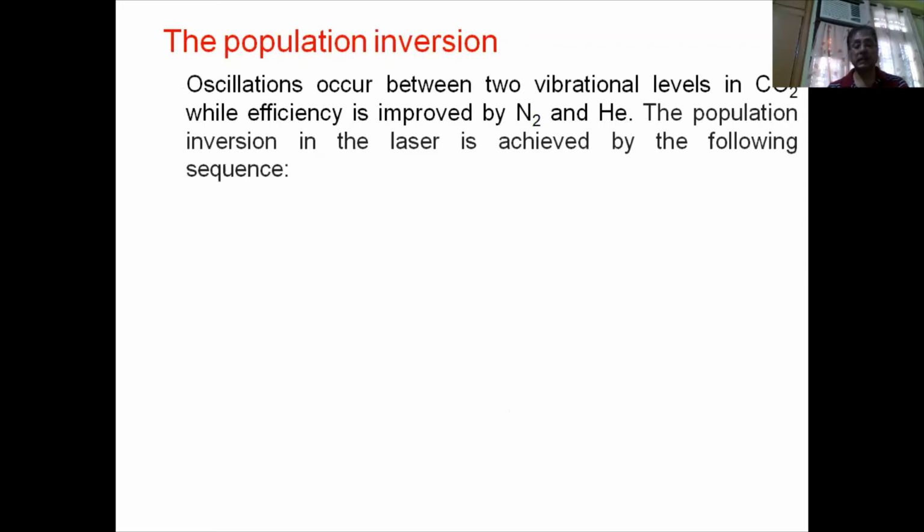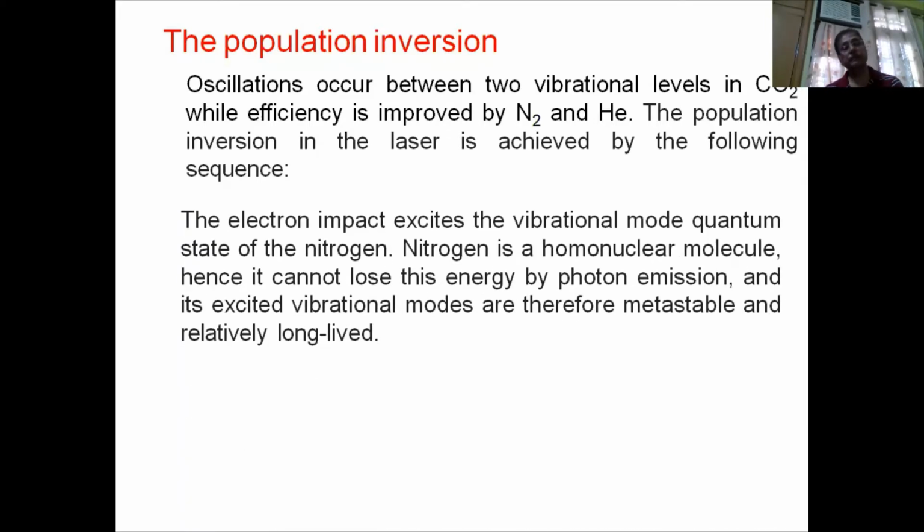Now, the oscillations between two vibrational levels in CO2. Actually, this laser is based on the oscillations occurring between two vibrational levels in carbon dioxide, while the efficiency is improved by the presence of nitrogen and helium. The population inversion in the laser is achieved by the following sequence.